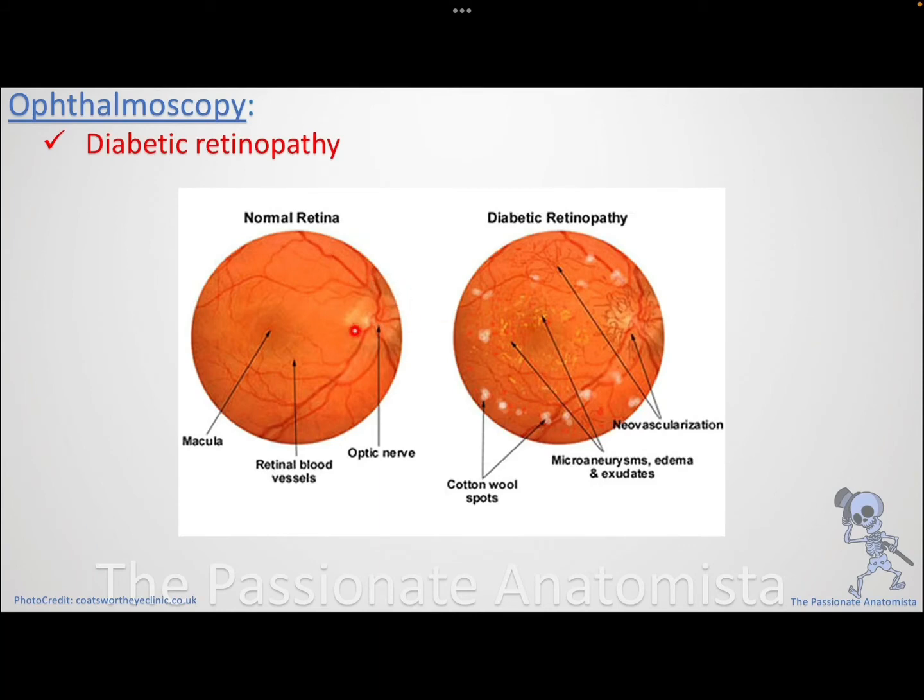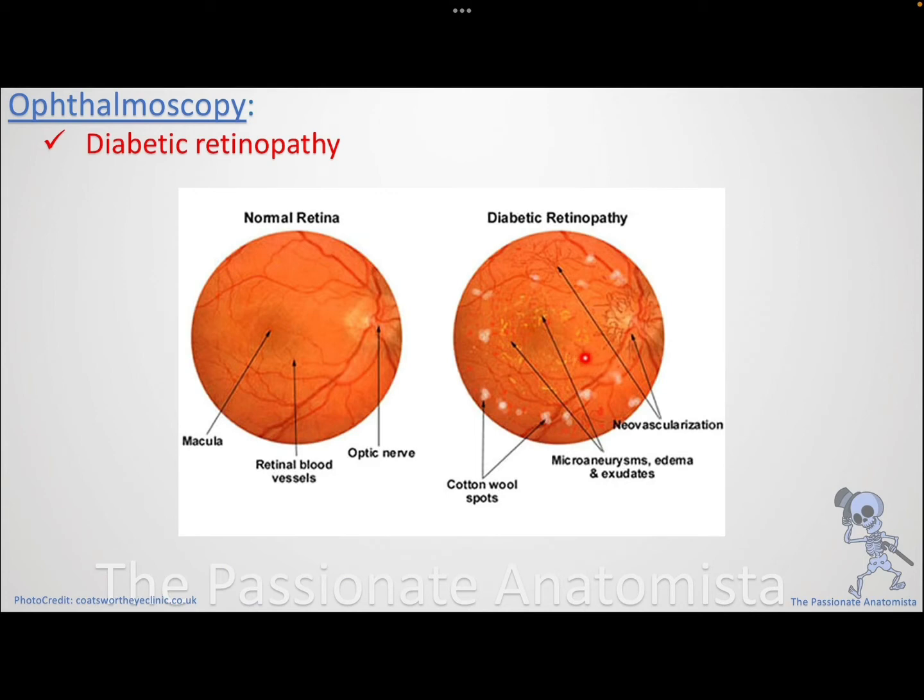You guys know that the optic nerve here is at the optic disc. You know that the macula lutea and the fovea centralis is in the center. This is important for the central vision. But if you have a patient with retinopathy, you will find all of these appearances, the cotton wool spots. It means there is occlusion of the branches of the central retinal artery.